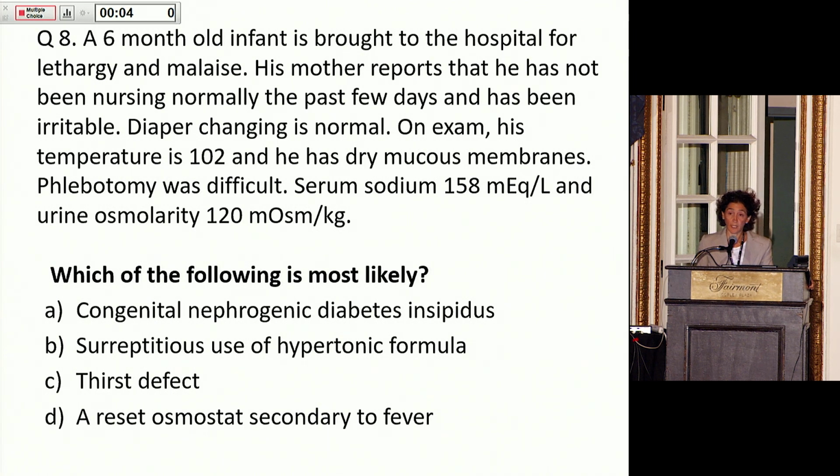A, congenital nephrogenic diabetes insipidus. B, surreptitious use of hypertonic formula. C, a thirst defect. And D, a reset osmostat secondary to fever.